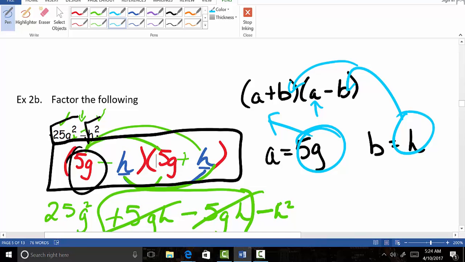You could also think of it as, I've had students think of it as, what, when we square it, gets us the 25g squared? And 5g would accomplish that. That would be considered the a. Or what squared gets us this h squared? Well, h would accomplish that. There is the a, and then there is the b. Again, that is example 2b from our 4.3, 4.4 set of notes.